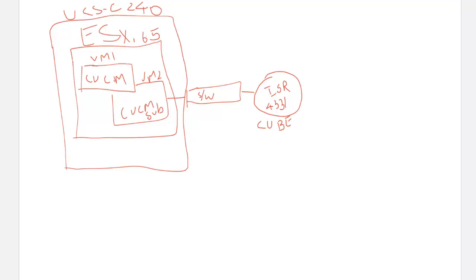This router has two interfaces. This is interface gig 0/0. This is the LAN interface, so local area network interface that connects to the Cisco Unified Communications Manager. And this goes to the service provider SIP trunk via a SIP trunk. So this is the SIP trunk.